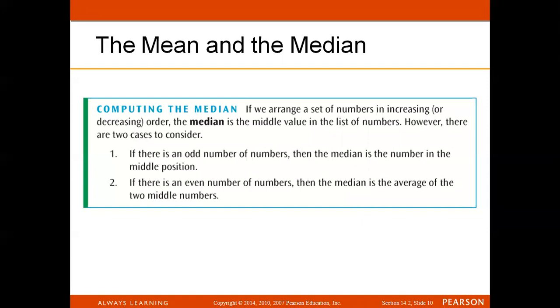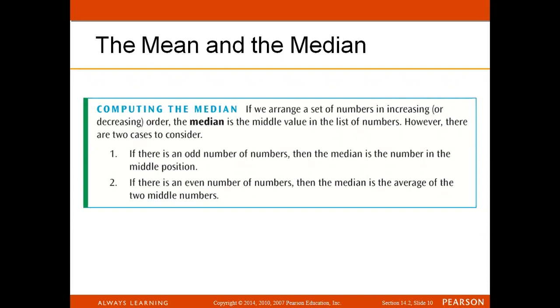Computing the median. If we arrange a set of numbers in increasing or decreasing order, the median is the middle value in the list of numbers. However, there are 2 cases to consider: an odd number of numbers or an even number of numbers. So if n is odd, then the median is the number in the middle position. If n is even, then the median is the average of the 2 middles.